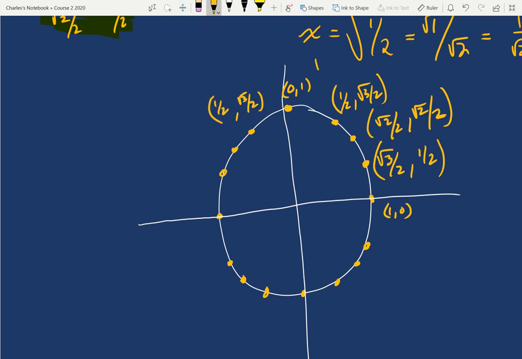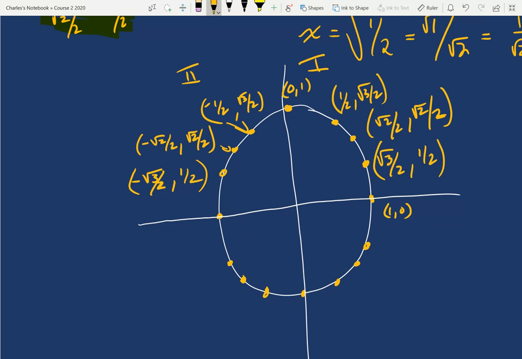But then you have to remember that we were in quadrant 1. Now we're in quadrant 2. In quadrant 2, x is negative and y is positive. Then the next one is going to be negative root 2 over 2, comma root 2 over 2. And then the next one goes with this one right here. Then the next one is going to be flipped from the 120 degree one, so that's root 3 over 2, comma 1/2. Then it's going to be negative 1, comma 0.